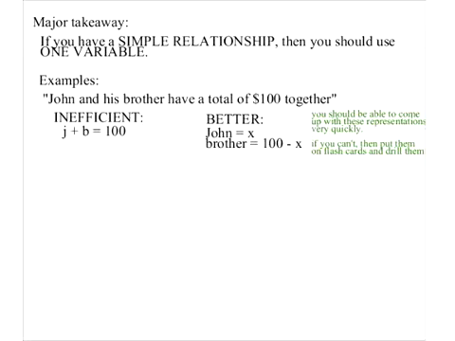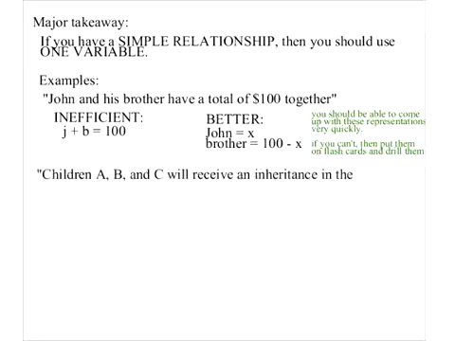Let's look at a couple more examples of simple relationships. Here's one that's like what we saw in the last problem. Let's say children A, B, and C will receive an inheritance in the ratio of 2 to 3 to 4. Again, in the text box, tell me the best way to do this. The inefficient way to do this is to use three variables, A, B, C, where A to B to C is 2 to 3 to 4.